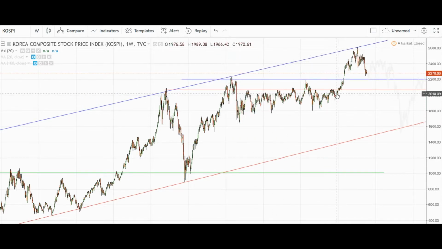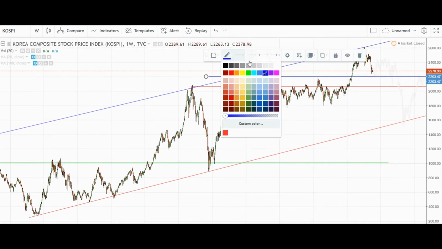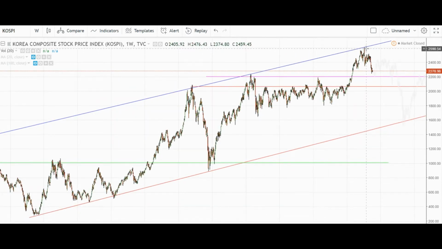Now, after we break this box line, we went all the way up, and we also broke this line here, and then we went all the way up here, and we hit the blue line once again. Now let's change this color to purple. Okay. Now, this is kind of recent. It's in February, and once we hit this blue line, it's very logical that we should retreat.